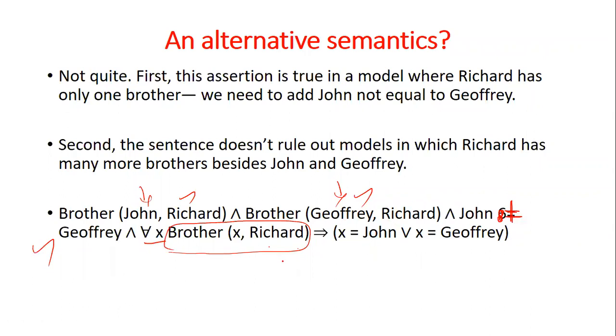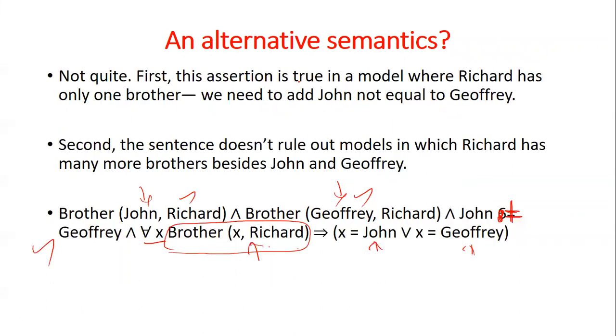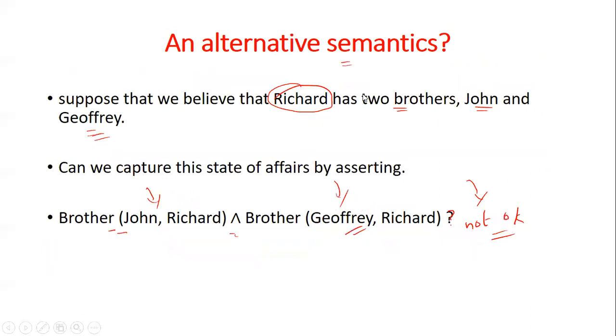So when someone mentions that x is a brother of Richard, then x can be either John or Geoffrey. So this is the complete way of representation. Okay. So this other one is not the correct way of representation. Why? Because this assertion is true in a model where Richard has only one brother. We need to add John not equal to Geoffrey, because as we have discussed previously, if you represent like this, then the model may assume John and Geoffrey as the same person.